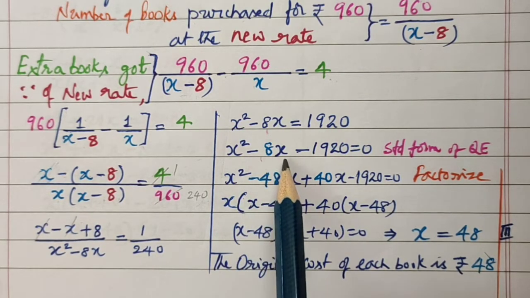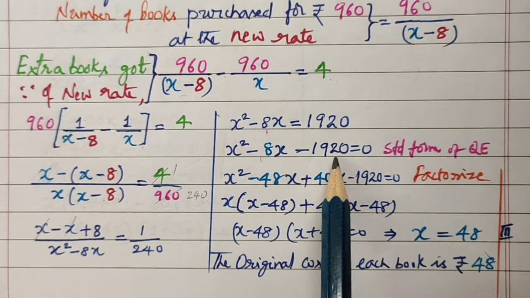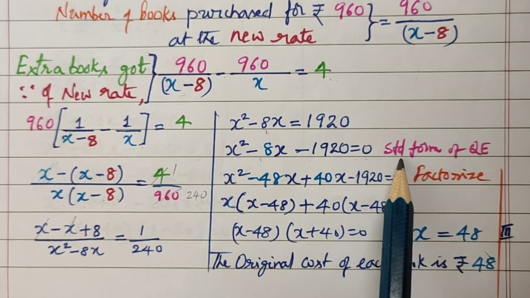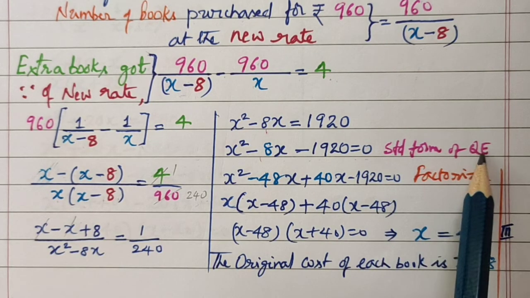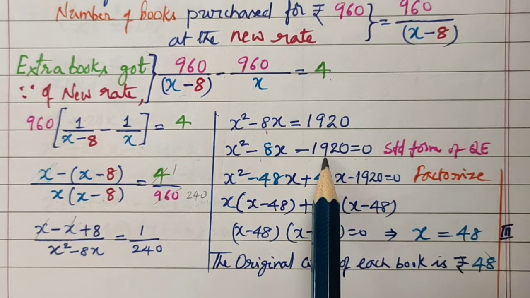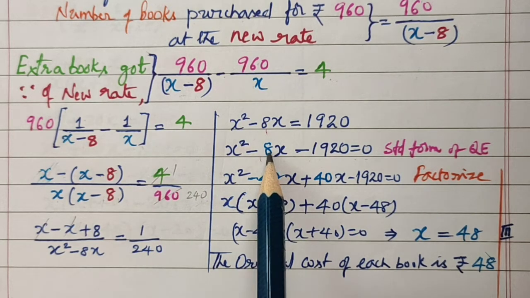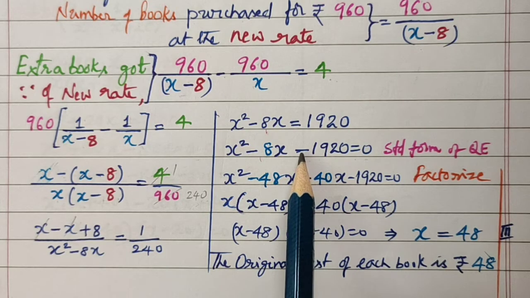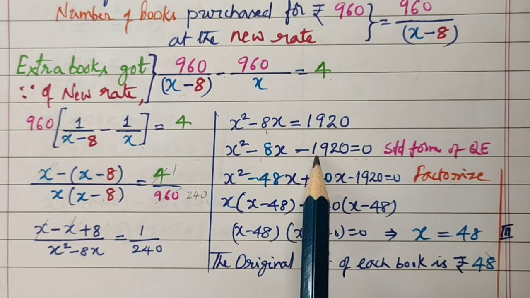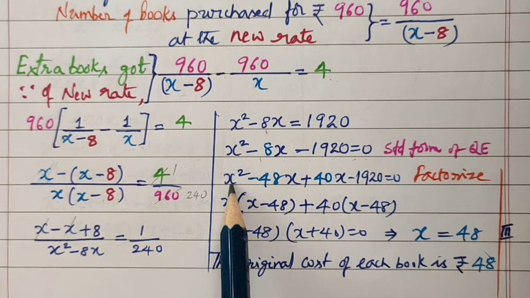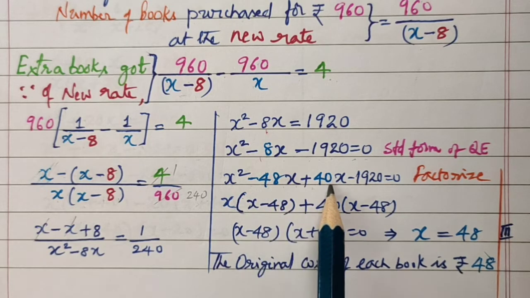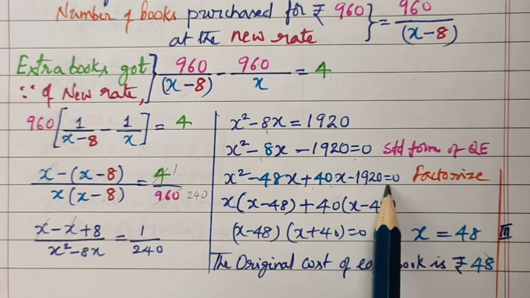x square minus 8x minus 1920 is equal to 0. We got the standard form of the quadratic equation. Once you get the standard form of the quadratic equation, factorize that. Split this 8x in such a way that when you add, you should get minus 8x, and when you multiply the numbers, you should get minus 1920. x square minus 48x plus 40x minus 1920 is equal to 0.